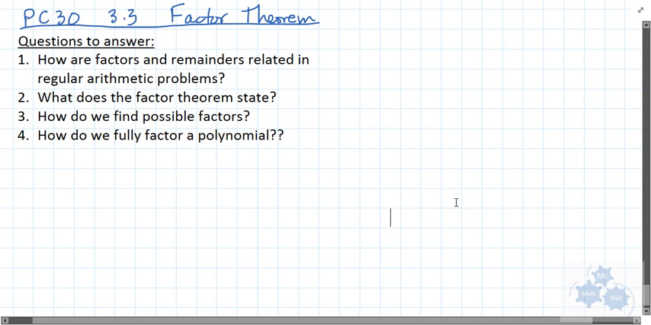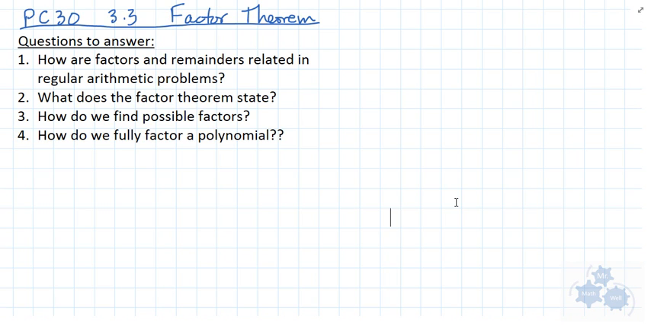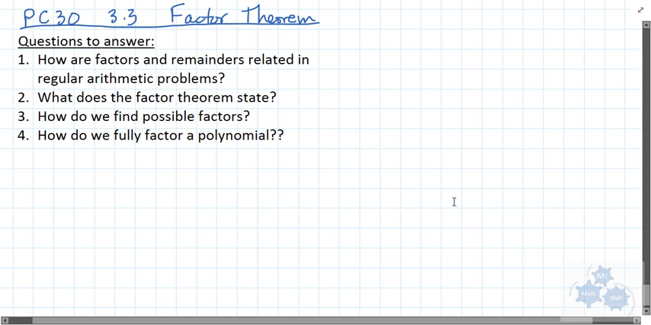So what we are looking at are these four important questions. That's what this lesson is all about. The first question is this: how are factors and remainders related in regular arithmetic problems? So we're going to explore that. Second question is, what does the factor theorem actually state? That's kind of the main point in this lesson. How do we find possible factors for polynomials, and how do we fully factor a polynomial from scratch with no help? Okay, that's what we're going to do today.